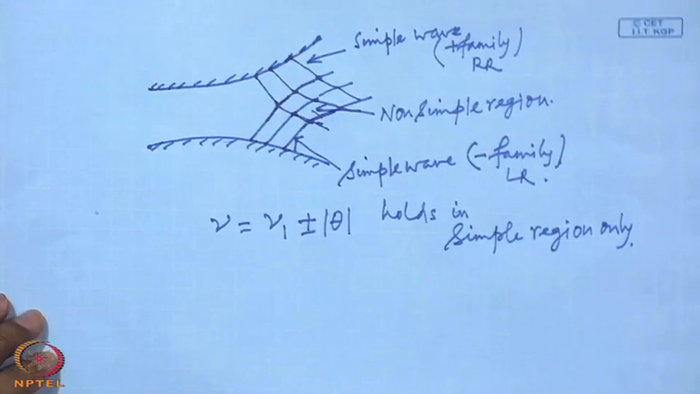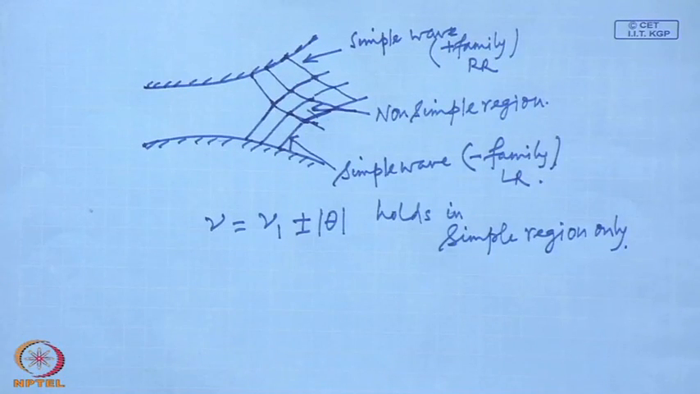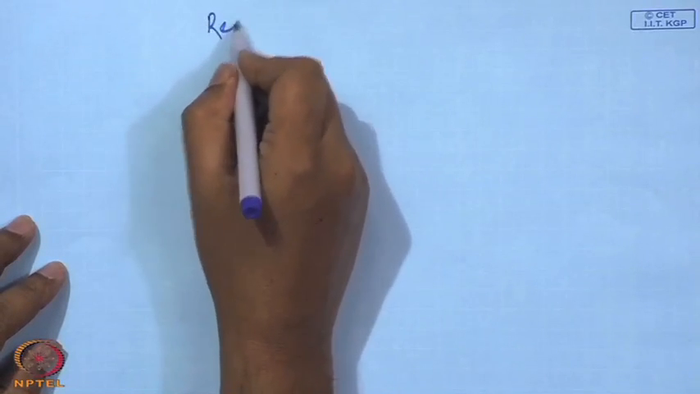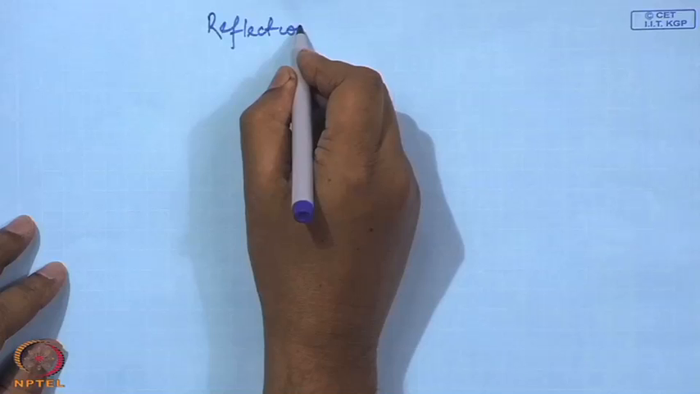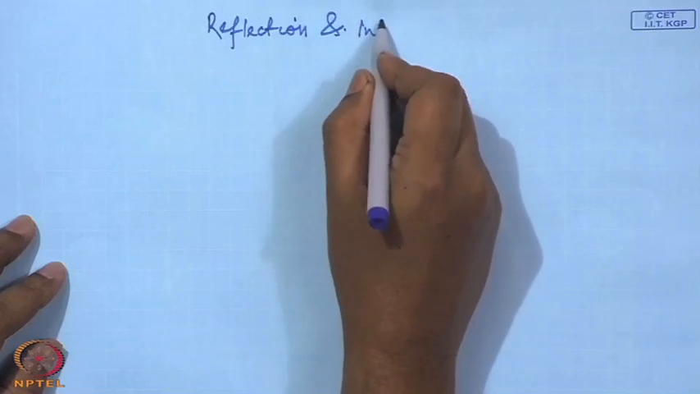Now, with this we will look into the possibility of reflection and intersection of oblique shocks. We have seen that the simple waves intersect. Similarly, two oblique shocks of finite strength can also intersect and they also can reflect, and we will see what happens when they reflect. So, first of all let us consider the reflection and intersection of an oblique shock from a solid wall.